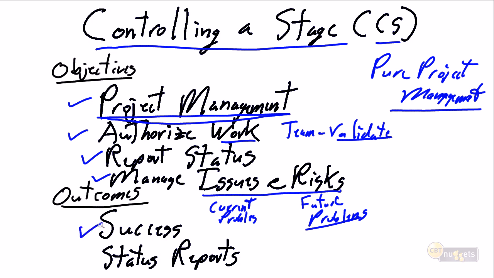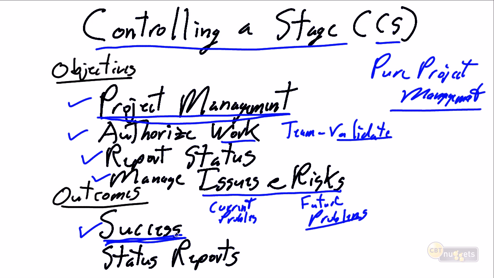The outcomes, tongue-in-cheek, the successful delivery of the project is the main outcome of controlling a stage. We have successfully completed all of the work assigned to the team in the stage. We have successfully completed all of the deliverables on time, on budget, to business satisfaction, and it's been presented to the business and they are ecstatic with the result. So really the only true outcome of controlling a stage is success.